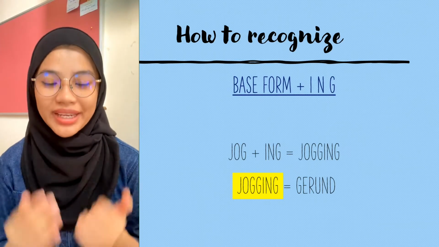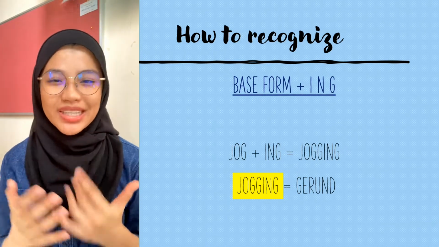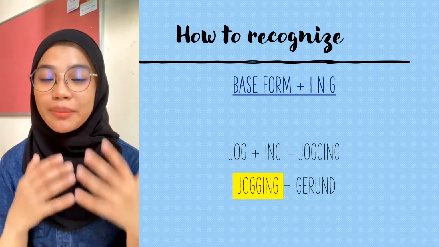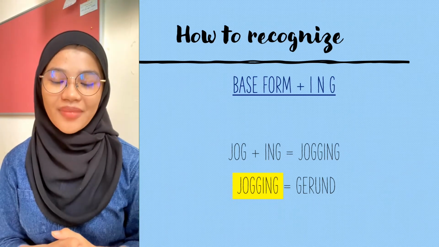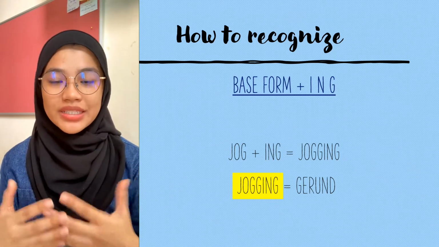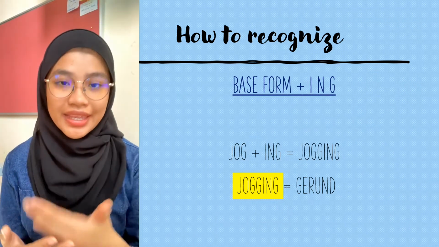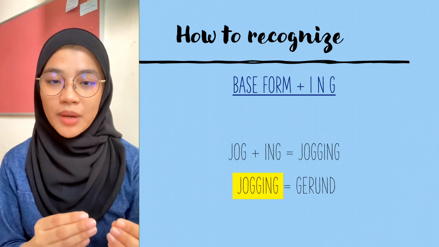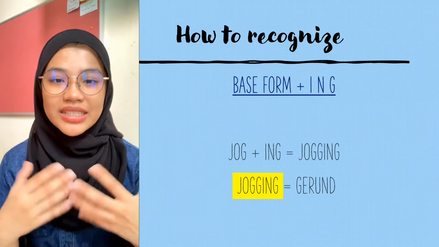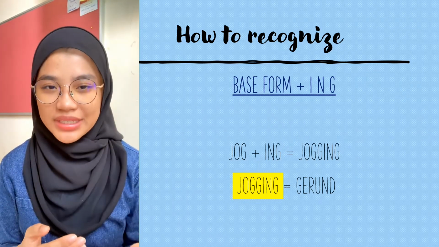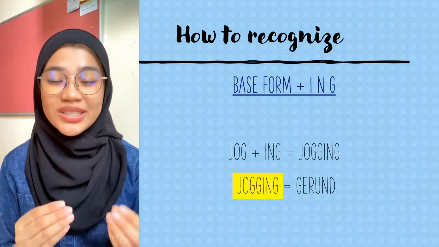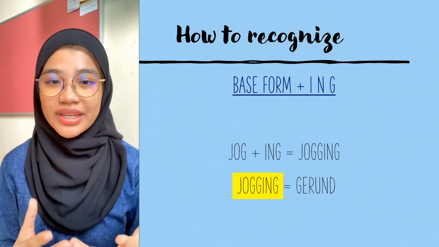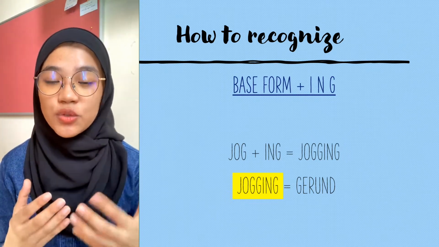So how can we recognize the gerunds? What does it look like? Well, the gerund is formed by adding ing to the base form of the verb. So the base form is jog, with ing, jogging. I love jogging. So jog is the base form, jogging is the gerund. Obviously, the reason why this is confusing is because jogging looks a lot like the continuous form of the verb, right? So to recognize a gerund, you need to pay attention to how it's used in a sentence.